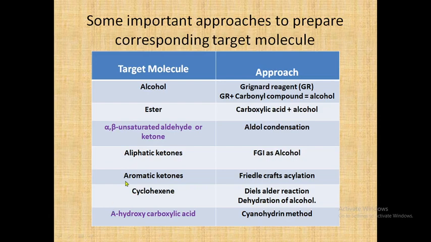If you have to prepare 6-membered cyclohexene compounds, then these two approaches are there: the Diels-Alder reaction or dehydration of the alcohol. By using both approaches we can prepare the cyclohexene. And last but not least, an alpha hydroxy carboxylic acid can be obtained by the cyanohydrin method. Okay, so these are some basic approaches that I have discussed here.